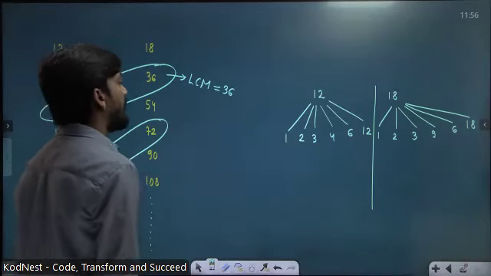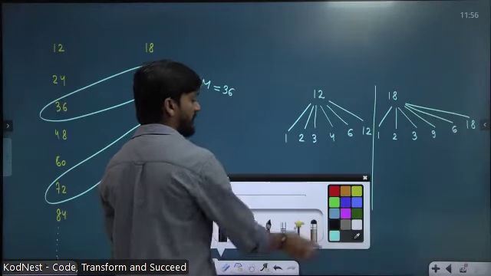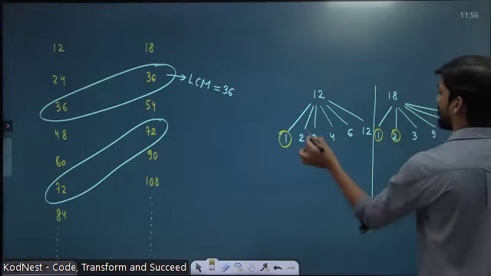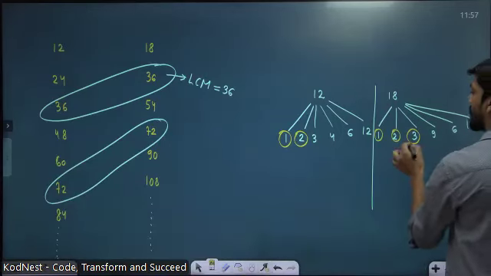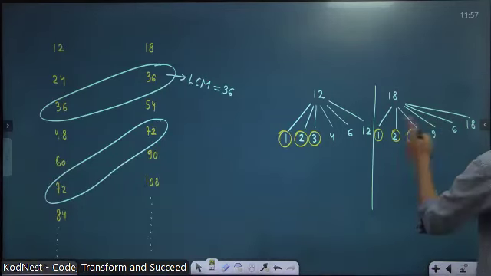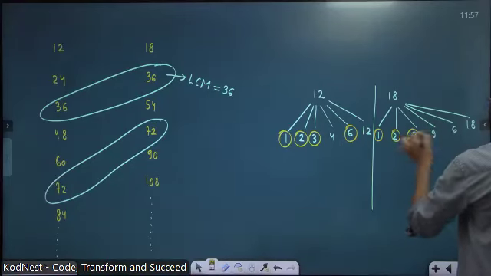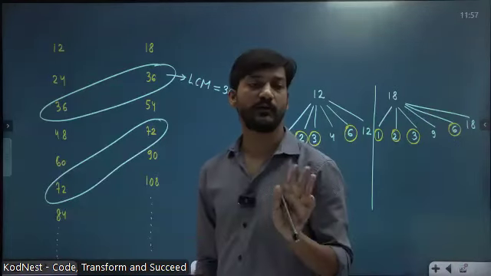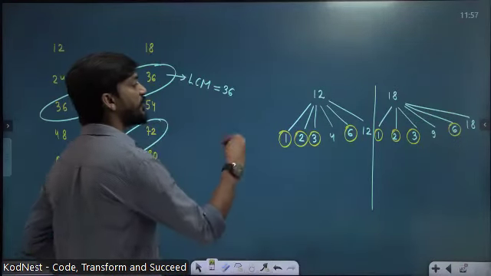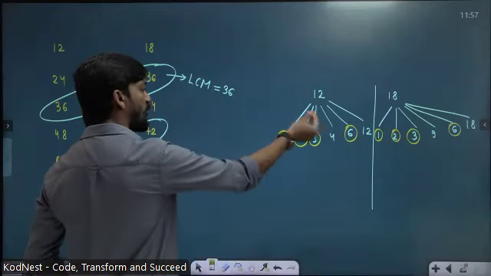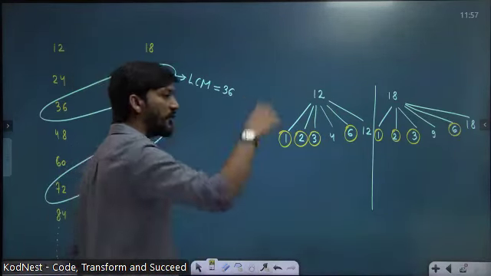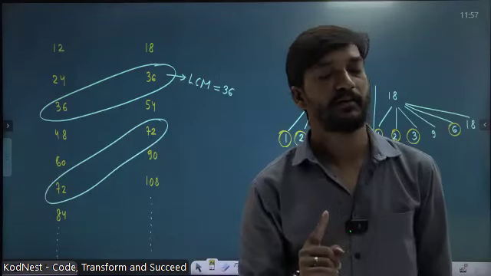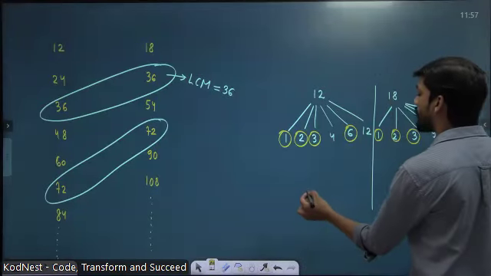Now, which are the common factors? 1 is common. 2 is common. Is 3 common? Yes. Is 4 common? No. Is 6 common? Yes. Is 18 common? No. Is 12 common? No. So there are many common factors: 1, 2, 3, and 6. What is the highest which is common? That is 6. So the highest common factor is 6.